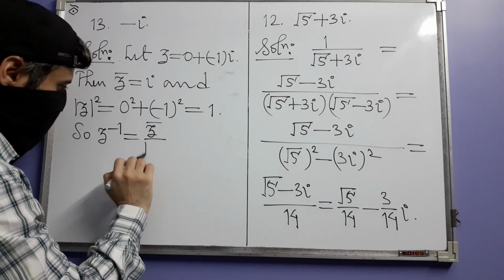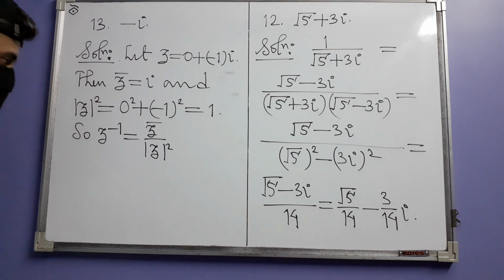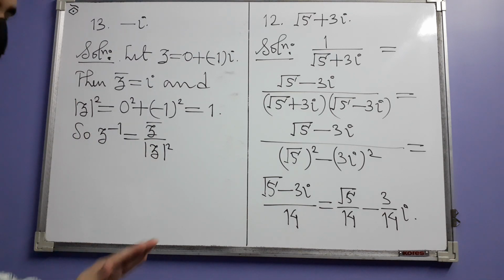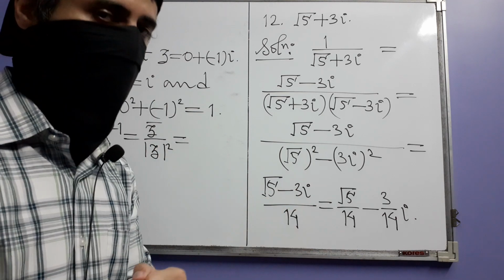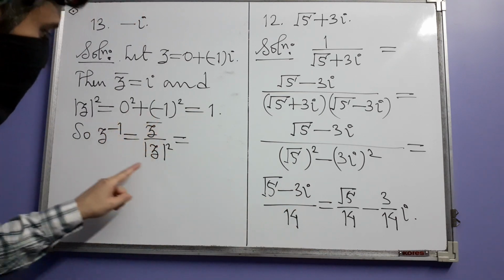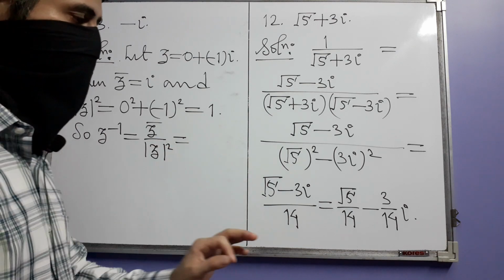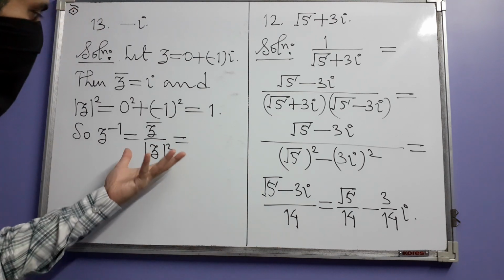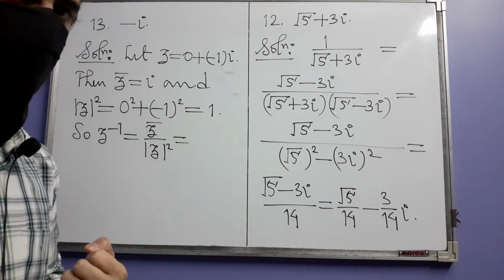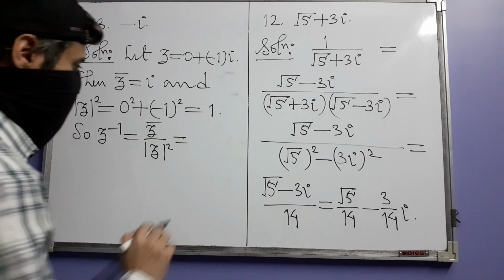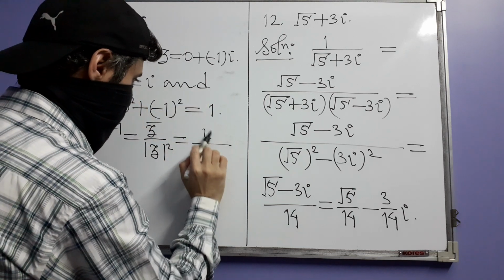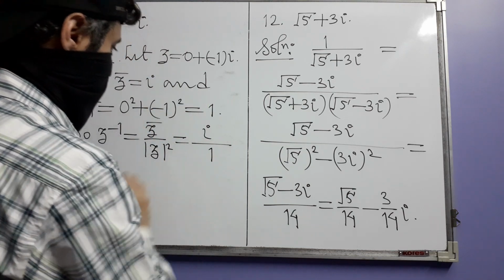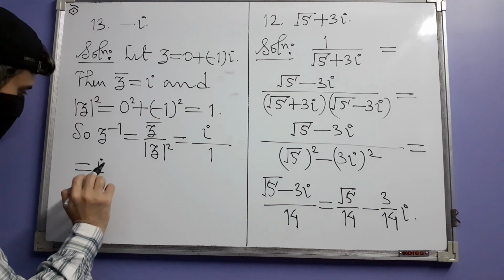If you really are using this formula, first you write the formula. Do not straight away write the numbers. I'm talking about examination, of course. If you write this, then the examiner knows that you know. Otherwise, it will look like you have copied from someone else. That should not happen. So, z bar is i, divided by 1. That means i.